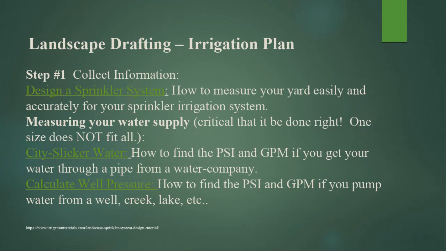So as we move on to the next topic on the same slide, it's called City Slicker Water, how to find PSI and GPM, gallons per minute. PSI is pounds per square inch, and GPM is gallons per minute. You might want to make a notation of that if you don't have that memorized. And that's to be able to get your calculations completed that we saw in the first video. So this is just information here.